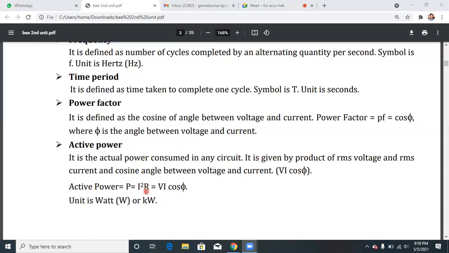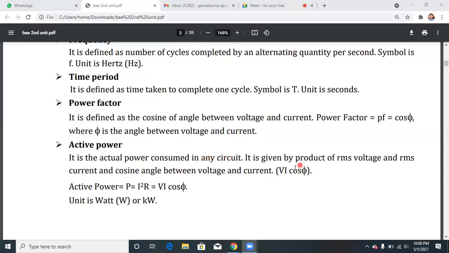Power is equal to I square R, and power is equal to V square by R. You already studied this in the first unit. That is called active power. The unit is watts, or kilowatts. For small machines, watts; for large machines, we represent it in kilowatts. Understand? So this is called active power.